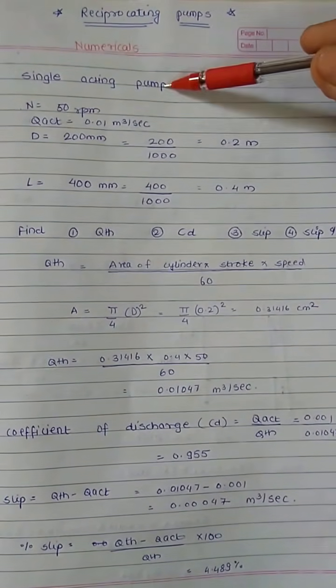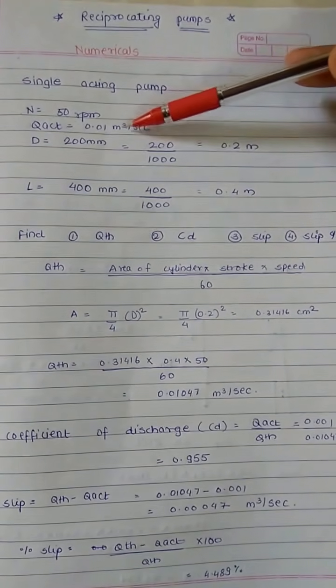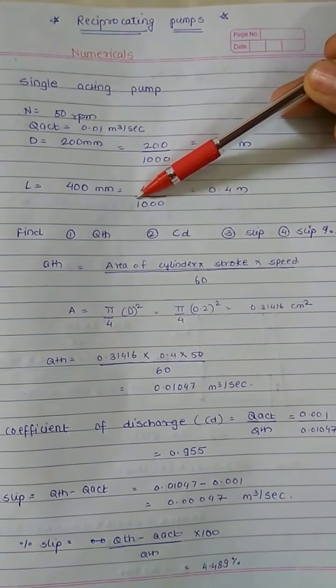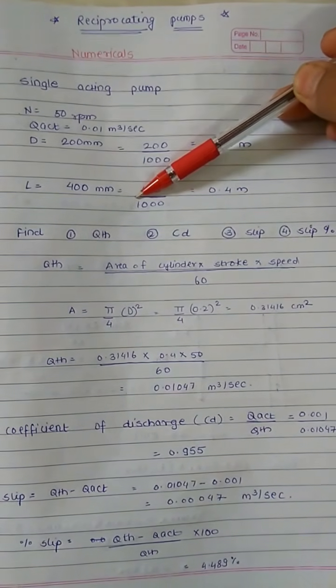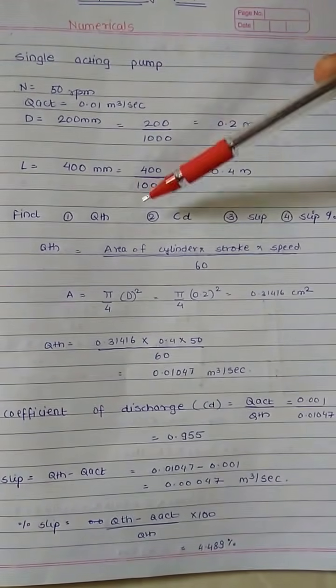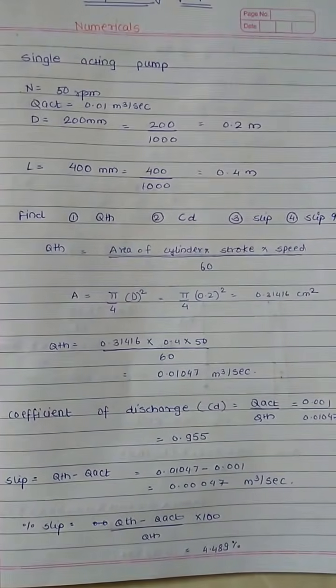So first of all, single acting pump. We will be given certain data including speed, actual discharge, the diameter of the cylinder, length of the stroke, that is the length which piston covers or sweeps. Okay, so we will be asked to calculate theoretical discharge, coefficient of discharge, slip and percentage of slip.